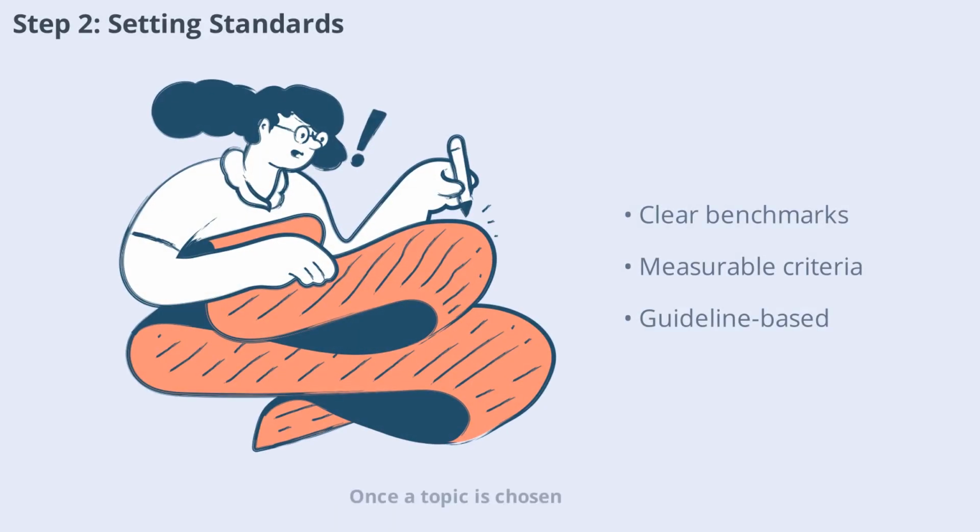Once a topic is chosen, the next step is to set explicit standards of best practice. These standards are often based on national guidelines, professional recommendations, or local protocols. In radiography, standards might specify acceptable radiation doses, required documentation, or turnaround times for reporting. Clear, measurable standards provide a benchmark for evaluating current practice and identifying areas for improvement.